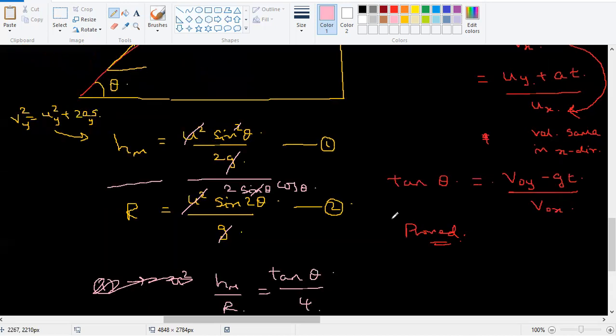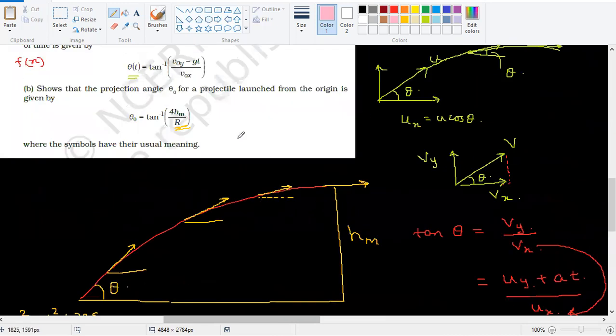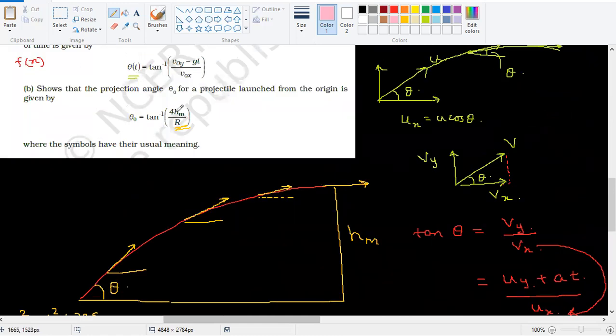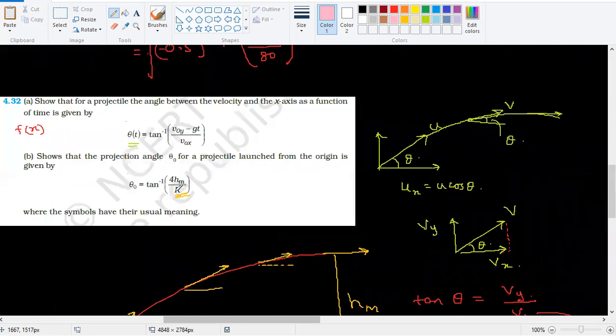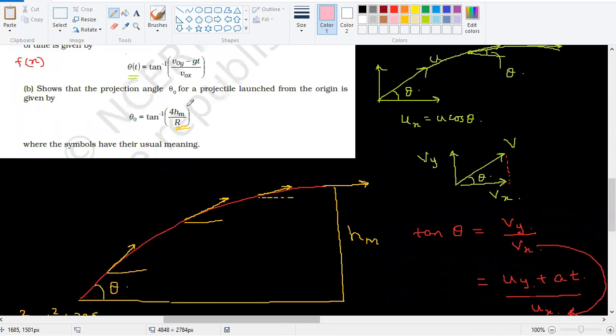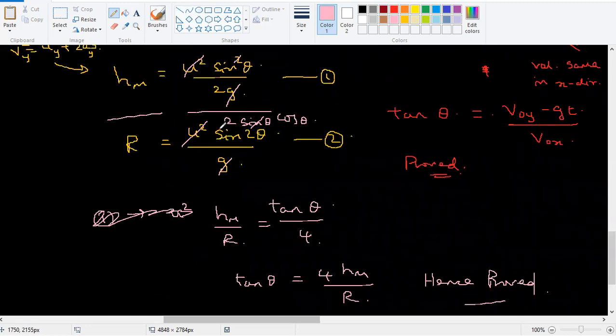Any questions, any doubts? If you know the formula, you're just directly substituting it. So the clue here is you should write the formula for hm, you should write the formula for r, and then you are dividing this by this. Very often, if you don't know how to start from the LHS, you can start from the RHS, and that's what I did here. So you can start from the right hand side and then you get the clue and you can start doing it.